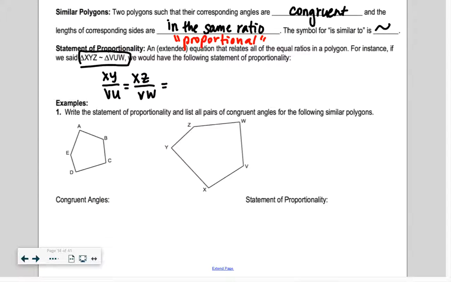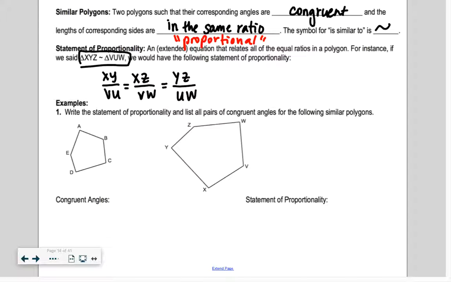So if I did xy, xz, I also want to do yz. What's it going to be? YZ, exactly. And I can have any two of these to create a proportion. So I could do those two together, I could do these two together, and then I could do my cross multiplication to get whatever I'm missing. Make sense? All right, so in this case, it says write a statement of proportionality.